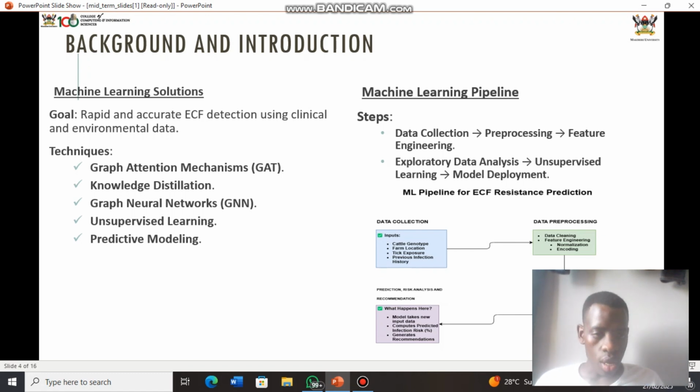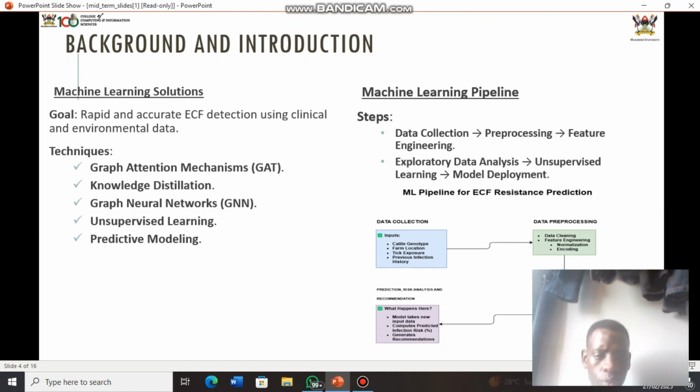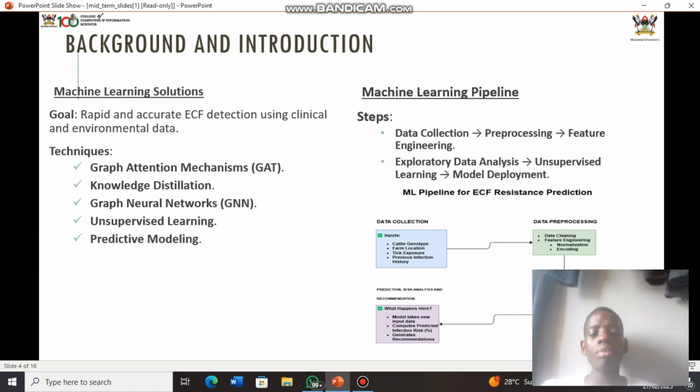data or history. We did the processing, which included data cleaning, which I talked about, and feature engineering that included normalization and encoding. After that, we trained the models. The models we deployed included unsupervised learning, which included clustering, and knowledge distillation, which included the teacher model and the student model, and we also did the recommendations after training.